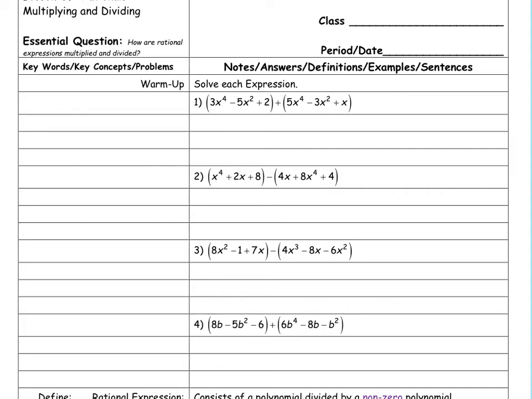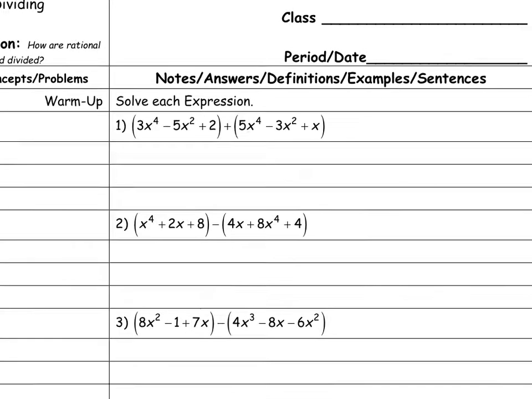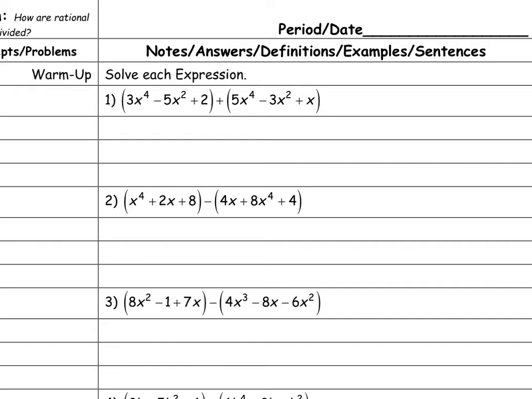Okay, so let's go ahead and go over this and then we'll start. I'm just going to go ahead and highlight my like terms. So I've got an x to the fourth and an x to the fourth, negative x to the fifth, and negative x squared and x squared, an x, and then a constant. So that gives me 8x to the fourth minus 8x squared plus x plus 2.